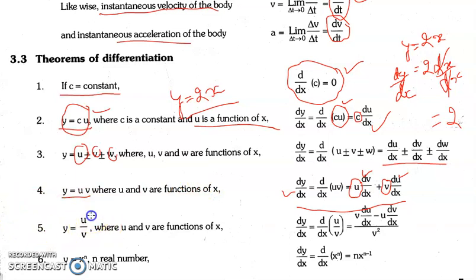Next is if we have division, that is u by v. So in this case it will be dy by dx of u by v: first as constant, derivative of second, minus second as constant, derivative of first, divided by v square. For now you can clearly note down these theorems as they are.